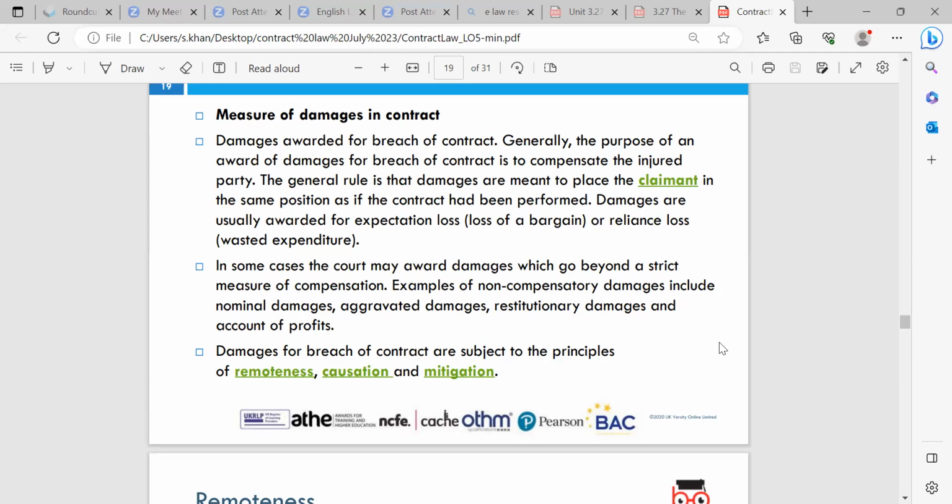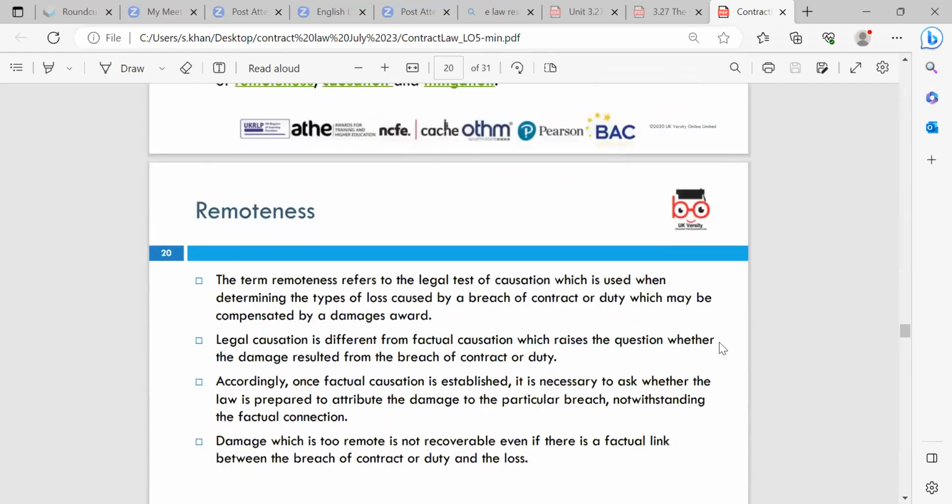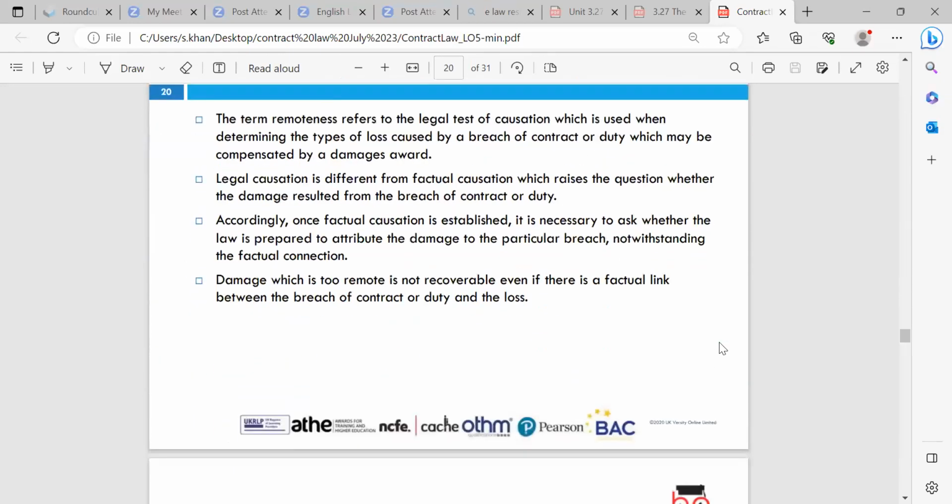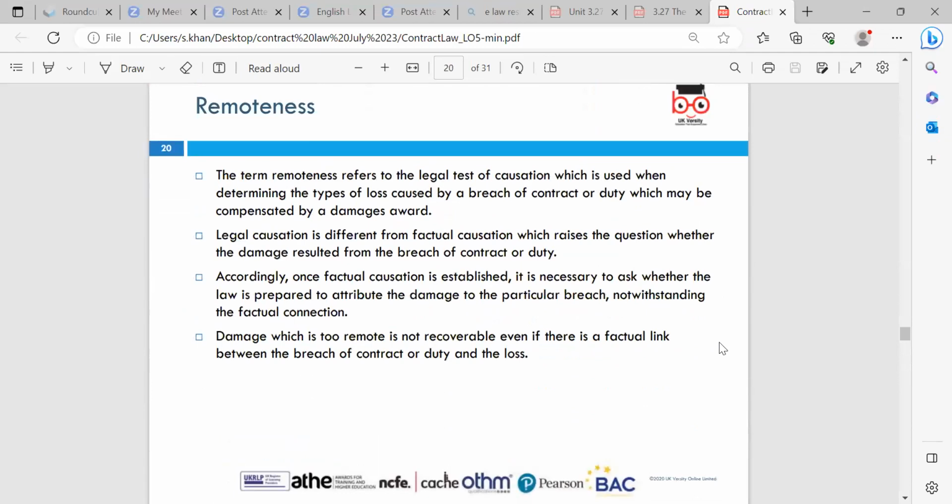Damages for the breach of contract are subject to the principles of remoteness, causation, and mitigation. Remoteness: the term remoteness refers to the legal test of causation, which is used when determining the types of loss caused by a breach of contract or duty which may be compensated by a damages award.